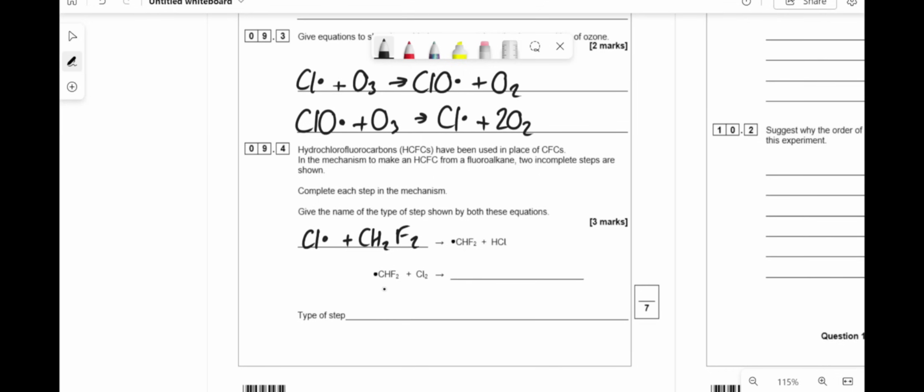And then this CHF2 radical attacks the Cl2, so it's going to form a CHClF2 plus Cl radical, and this step is known as propagation in free radical substitution.